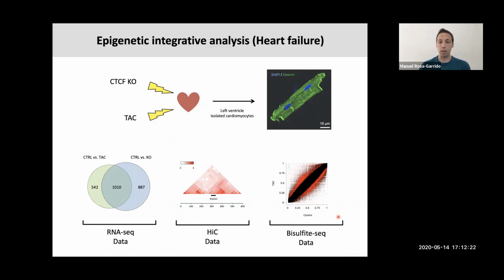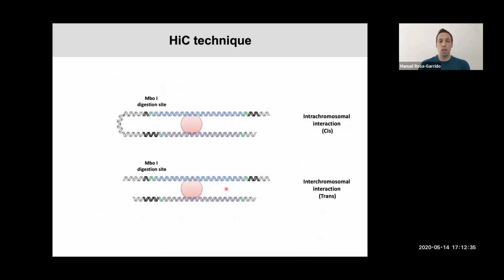So RNA-seq and bisulfite sequencing are two techniques that are very well known, so I'm not going to focus on them. But let me talk a bit about Hi-C because it's a more complex technique. Okay? So Hi-C is a technique that allows us to detect both intra- and interchromosomal interactions that are taking place in the nucleus. Okay, so the first step in this protocol is to fix the DNA using formaldehyde.